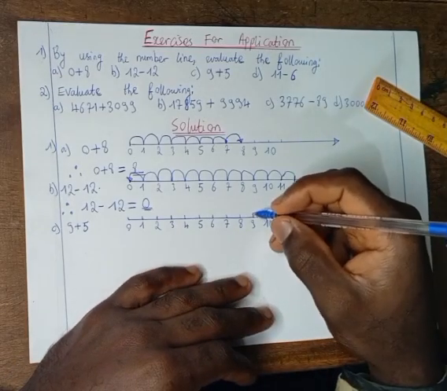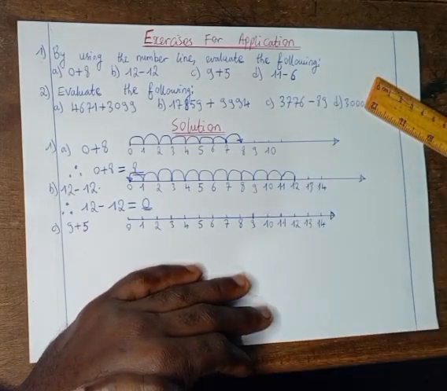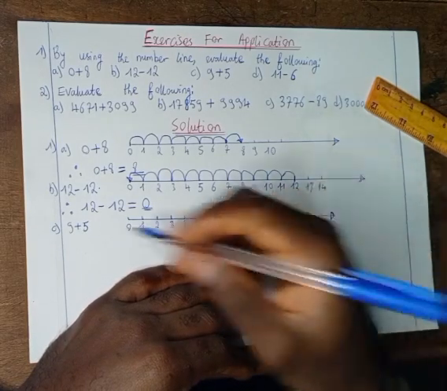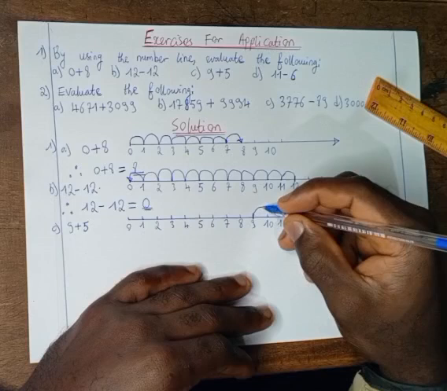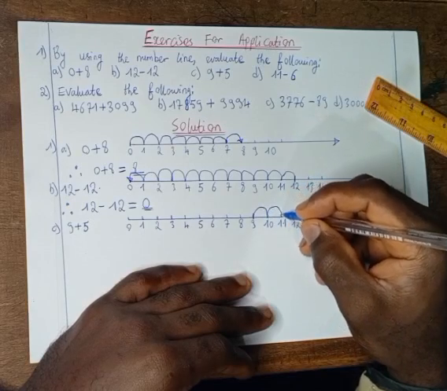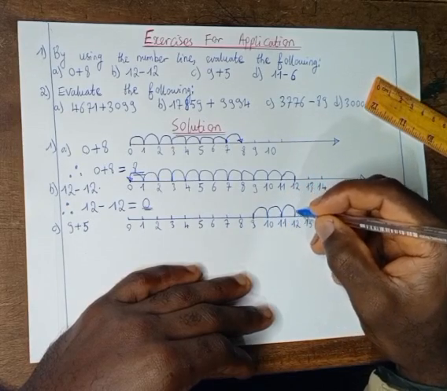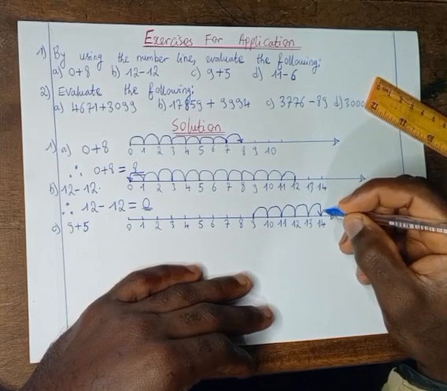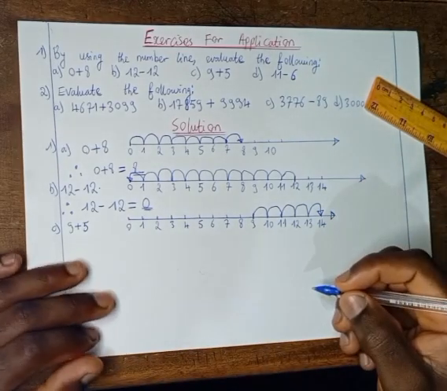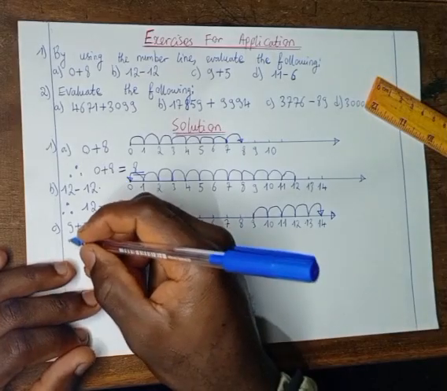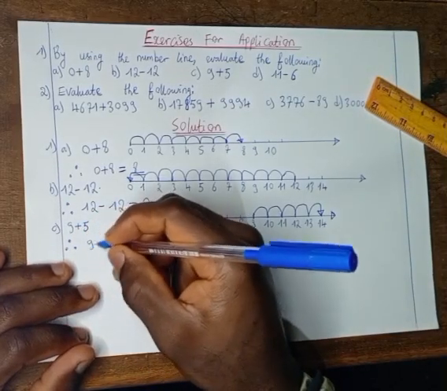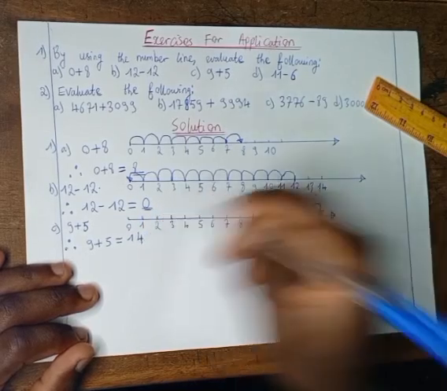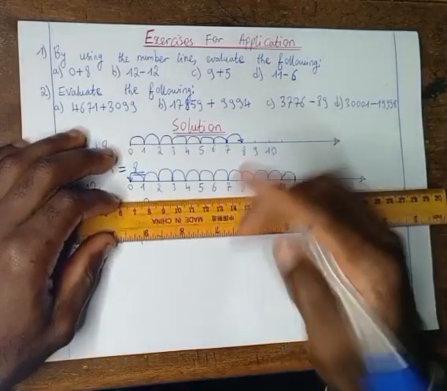This is our first number, 9. The operation sign is addition, so we have to move to the right of 9. We have to move 5 units, so we count 1, 2, 3, 4, 5. We end with an arrow. Therefore, we conclude 9 plus 5 is equal to 14. We underline the answer.